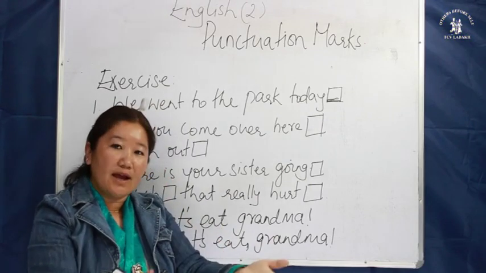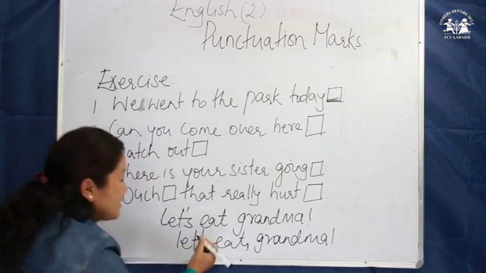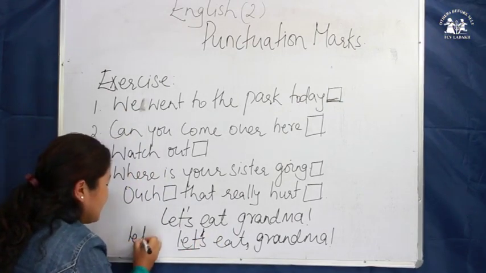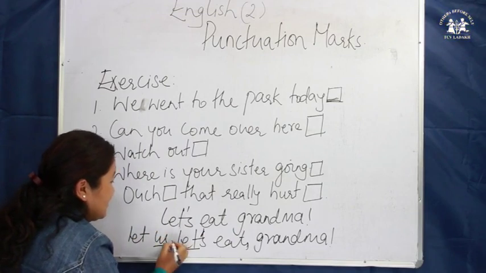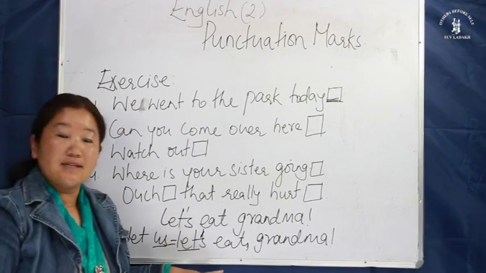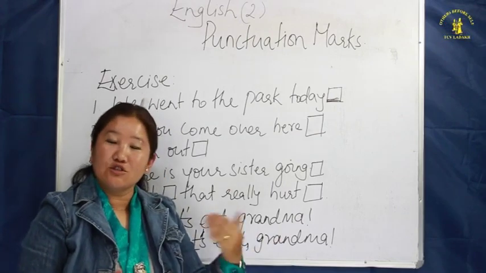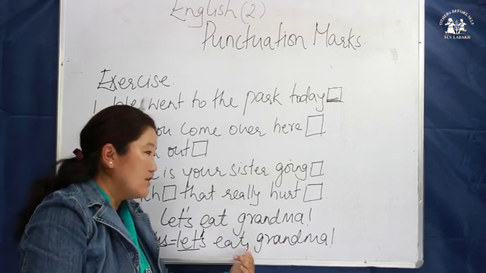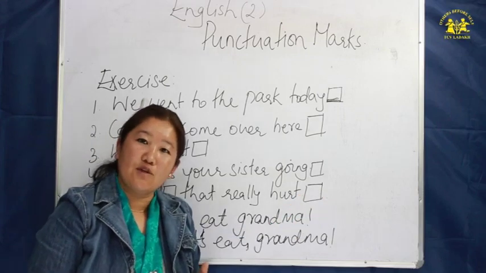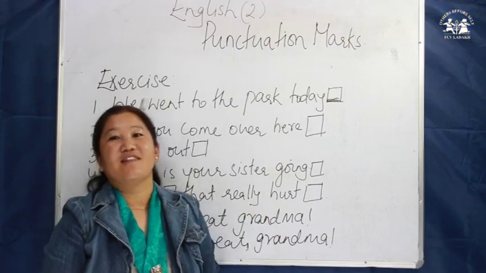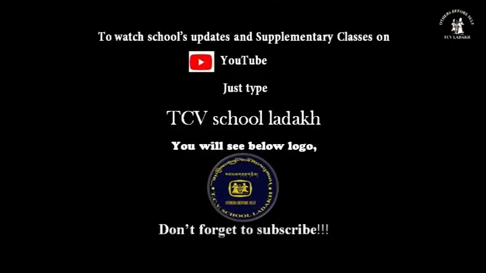You're telling grandma to eat. Over here, the contraction, as we have used this apostrophe, let's means let us. Let us eat, grandma. You're telling your grandma to eat. Without this, you have eaten the grandma. So the punctuation saves a life. Thank you.